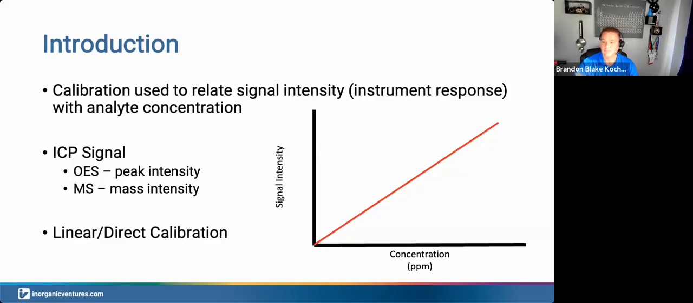This information and relationship is then used to determine the concentration of an unknown sample based on the sample's signal intensity. Today, we will focus on the direct calibration or the calibration curve method. As I mentioned earlier, this is the most commonly used calibration technique. I'm sure each of you uses this type of approach daily. At Inorganic Ventures, we use a calibration curve to check that our multi-element standards have been prepared correctly.